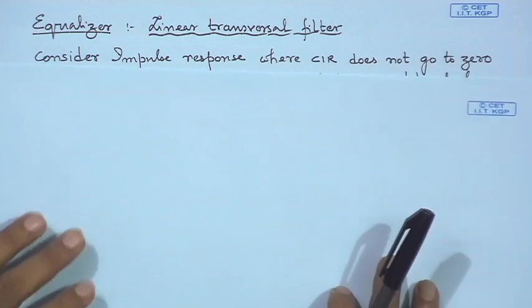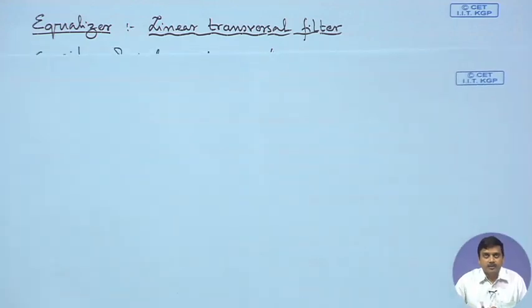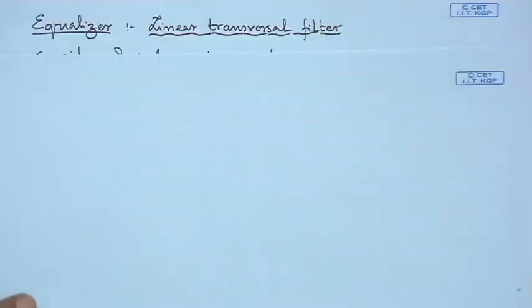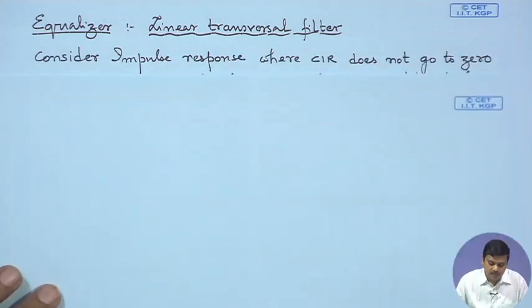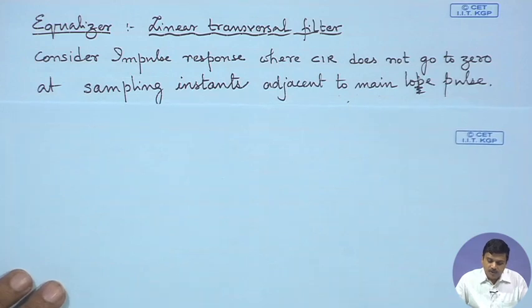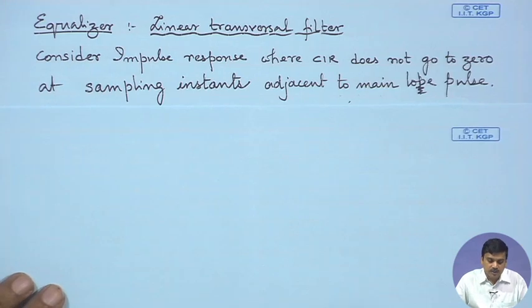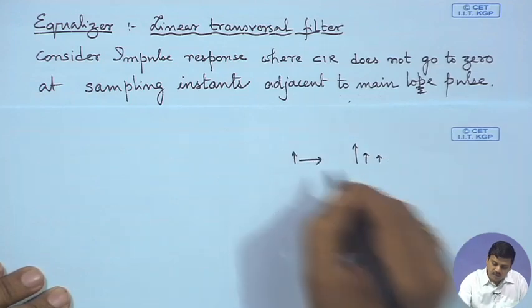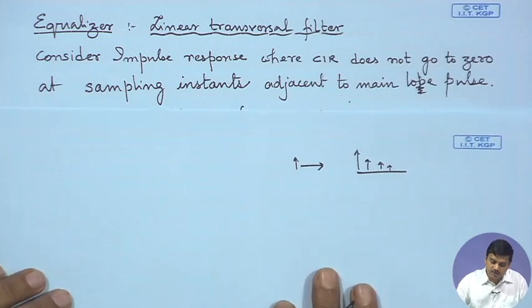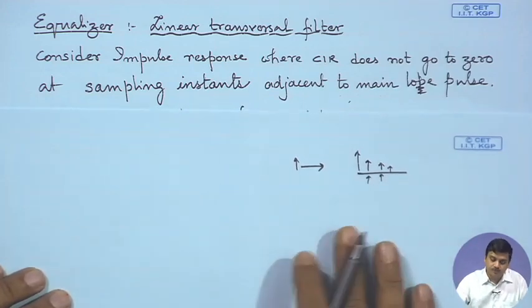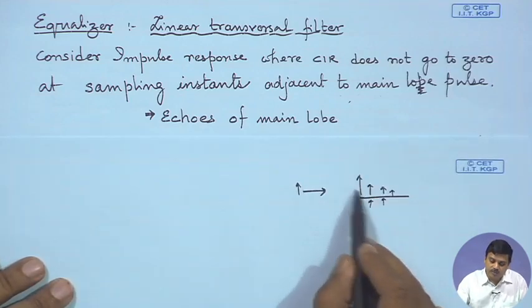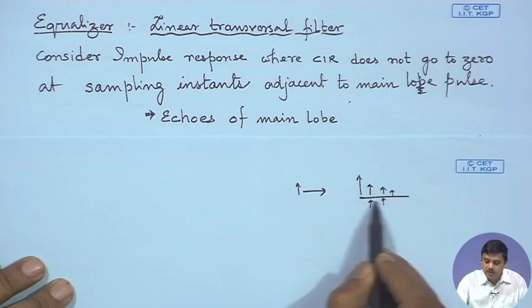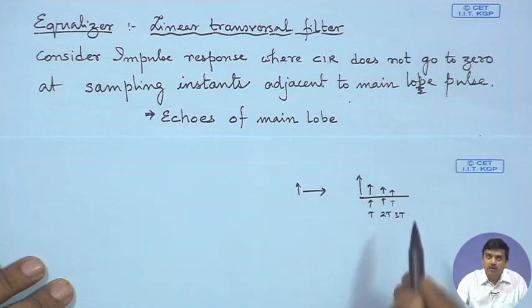In terms of equalization, there can be various forms of equalizer, and one of the forms that we would be interested in is the linear transversal filter. By transversal we mean a tapped delay line model. We consider a channel impulse response that does not go to 0 at the sampling instants adjacent to the main lobe. This causes intersymbol interference. If I launch an impulse into it, I can get responses something similar to that. At sampling instants these do not go to 0. These are basically echoes of the main lobe. It is the same signal, but echoes coming at different instants of time.